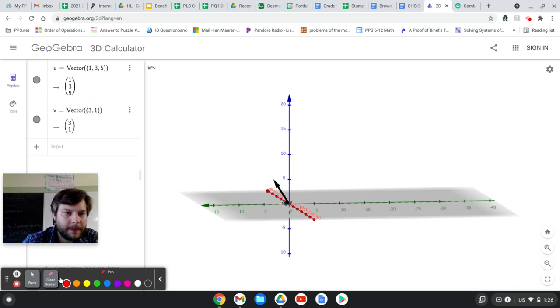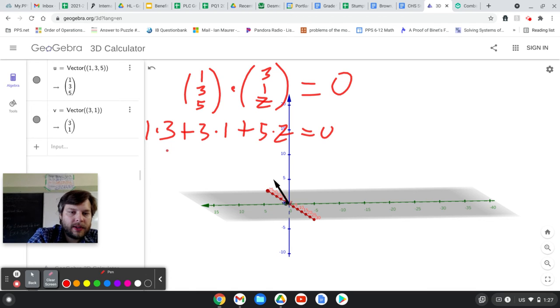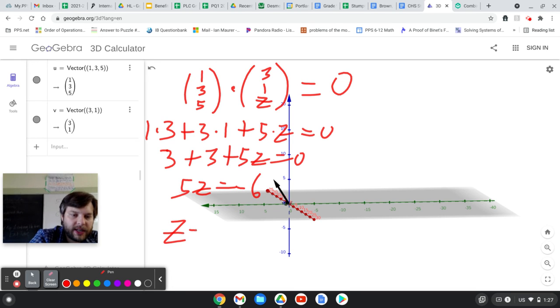Oops, let me get my pen back out. If we do 1, 3, 5, dotted with 3, 1, and the z coordinate. And if my goal is to get 0, then I can do 1 times 3 plus 3 times 1 plus 5 times z is equal to 0. So this is 3 plus 3 plus 5z equals 0. In other words, 5z is negative 6. Divide by 5, and z is negative 6/5.